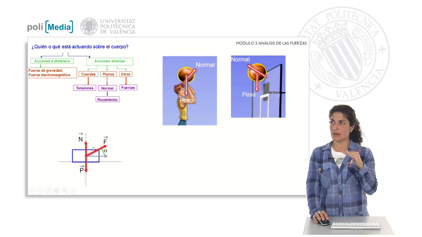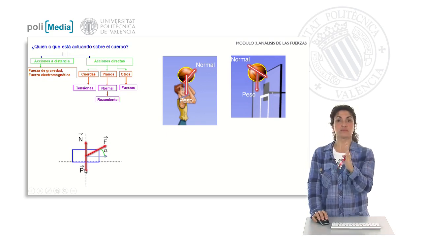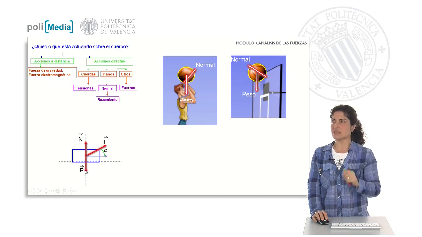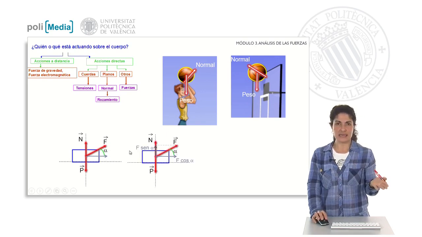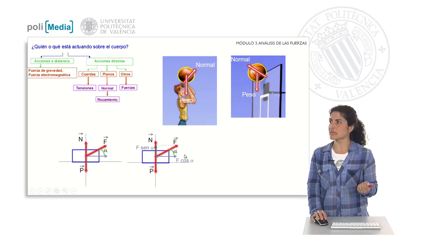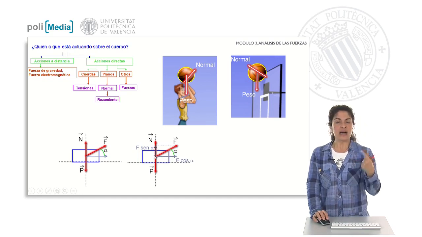We are going, therefore, to have that the normal force and the weight force are in the direction of the y-axis. Opposite directions, but both in that direction. But the force that is acting with this alpha angle with respect to the horizontal, we are going to decompose into an x component and a y component. How? With the typical laws of trigonometry, F times the cosine of alpha will give us the x component of the force, and F sine of alpha will give us the y component.